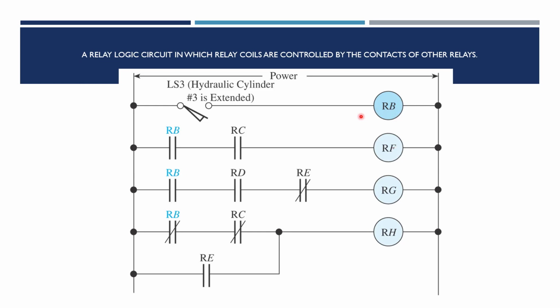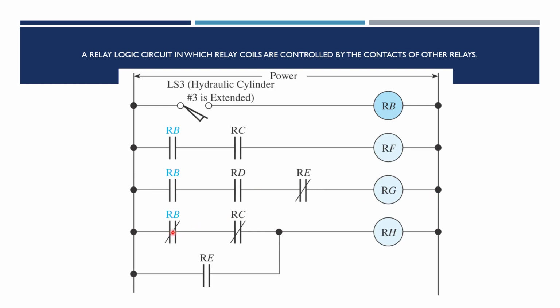RB also plays a role here, and for it to have any effect on RG, then the appropriate states have to be in place for these sets of contacts. In this case, RD has to be energized, and RE coil would have to be de-energized for that to happen. So here we have a 3 input AND logic situation being performed by this ladder rung.